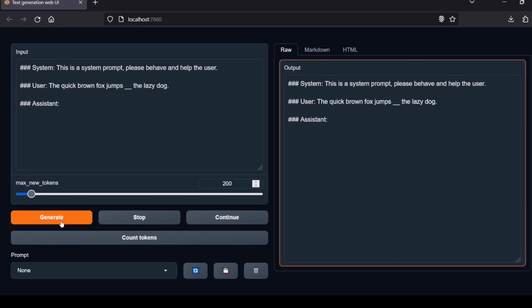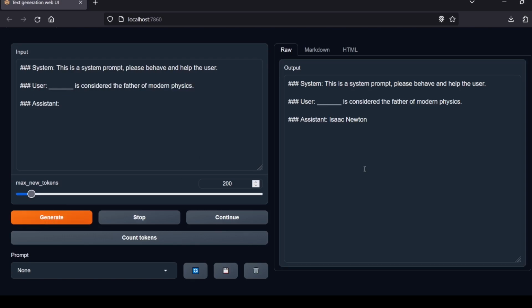The quick brown fox jumps blank the lazy dog. It appropriately filled in the blank with the word "over," completing the well-known pangram phrase. Lab rating, pass. Next question. If man is to woman, then king is to blank. The model logically deduced the analogy, responding with "queen" to complete the relationship. Lab rating, pass. Next question.